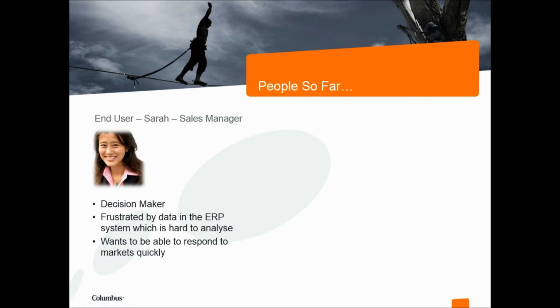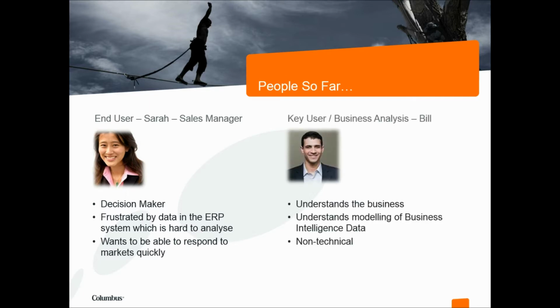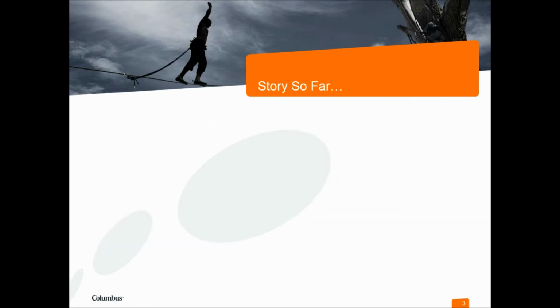So let's recap the people we've met so far. Initially we met Sarah. Sarah's our sales manager. She's the decision maker in the business, and it's Sarah that's got the requirements that we're going to build the data warehouse around. And we met Bill, who's our business analyst, our non-technical user, who's going to create the prototype. And he's built the prototype for us in the first video, and we're going to now build on that prototype.